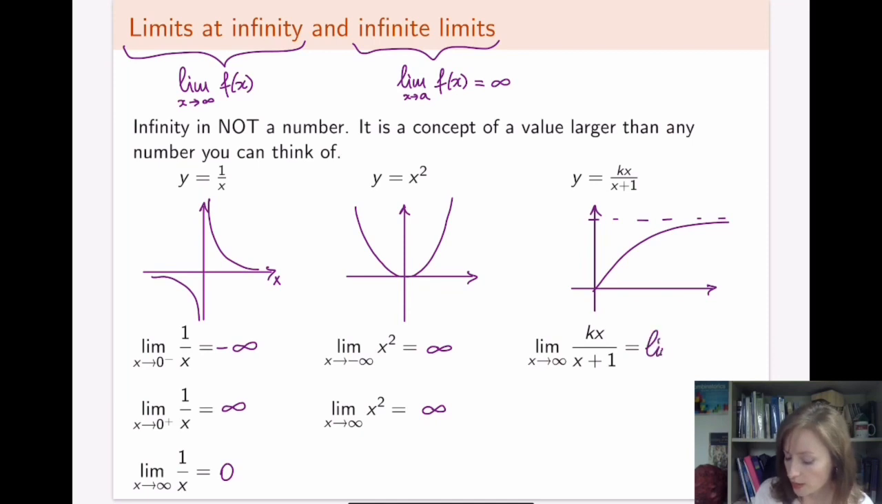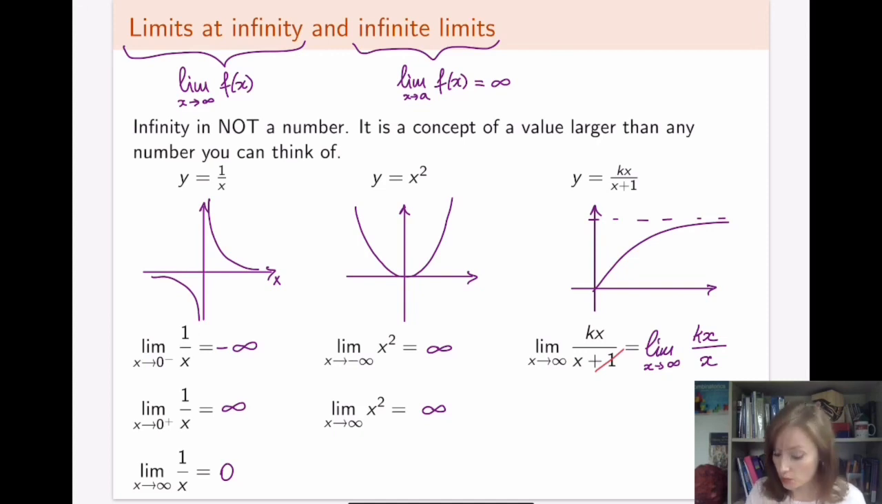So I can take a look at the top and the bottom separately, and I'm going to keep only the largest power on the top and the largest power on the bottom. On the top, I have no choice. I only have one thing, so I have to keep it. But on the bottom, I have x plus 1. Large values means I'm interested in large powers. x here has the larger power, so I'm going to ignore this 1 and only keep the x.